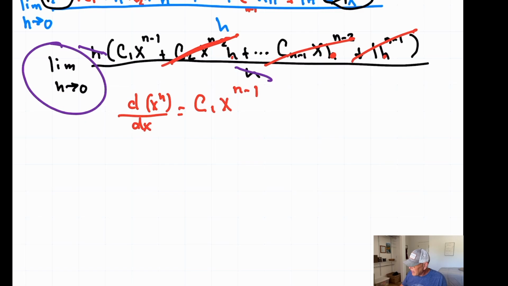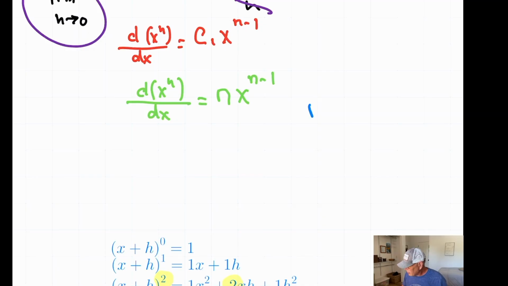Let me modify what we have here. Okay, so we have the derivative of x to the n with respect to x. We found out that c sub 1 is n, x to the n minus 1. To wrap this video up, I'm going to show you how useful this is with one quick example.